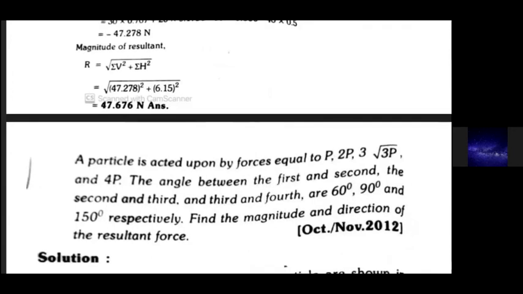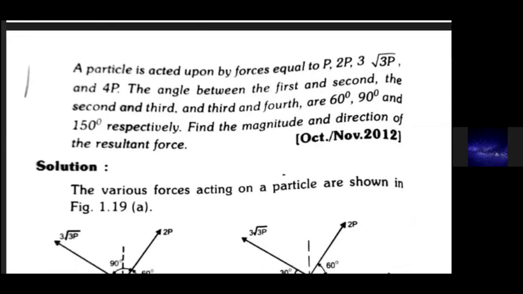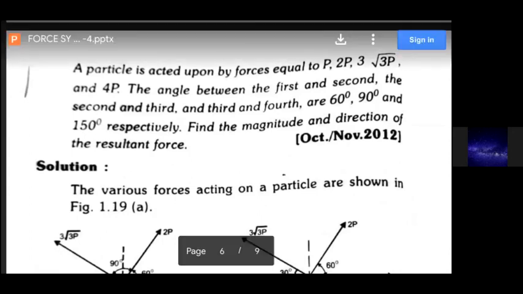Next problem, it's an important problem. A particle is subjected to forces equal to P, 2P, 3 root 3 P and 4P. Here the numerical values of the forces are given in terms of P, that is a variable, and the angles between the first and second, second and third, and third and fourth are 60 degrees, 90 degrees and 150 degrees respectively.